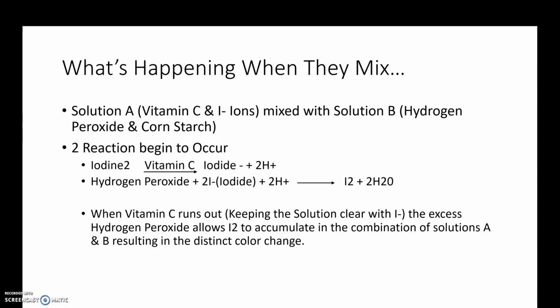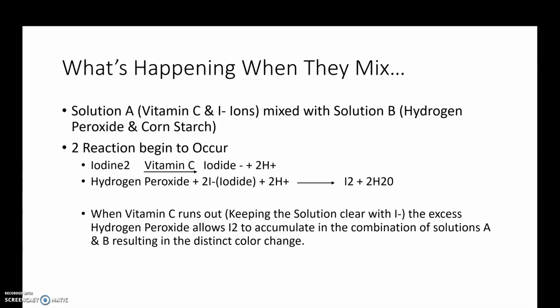So basically what's happening when these mix, and what I took from our chapter and from watching the video provided, is that solution A, which is vitamin C and I- ions, is mixed with solution B, hydrogen peroxide and cornstarch. Two reactions begin to occur when we mix these two solutions, A and B. I2 with vitamin C in water solution creates iodide and 2H+.